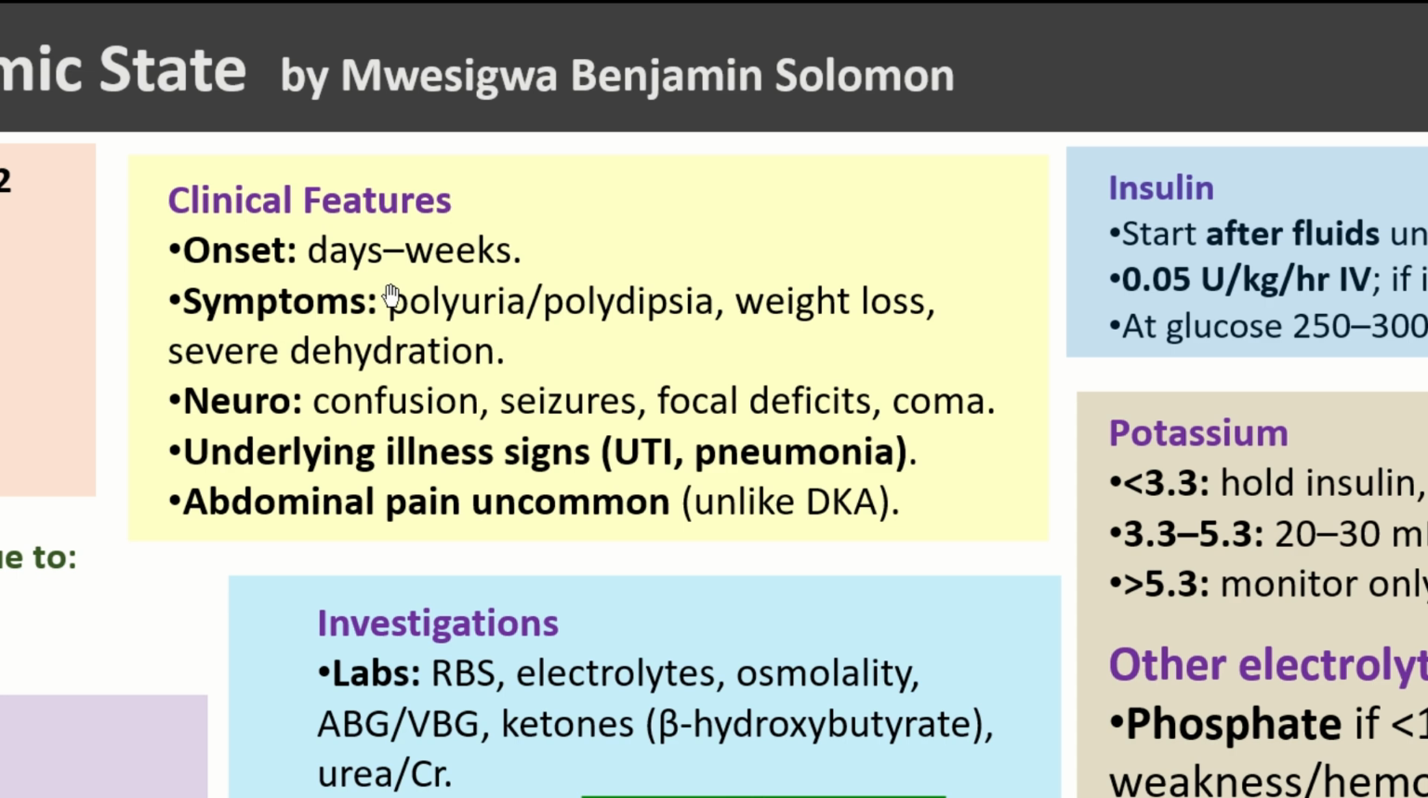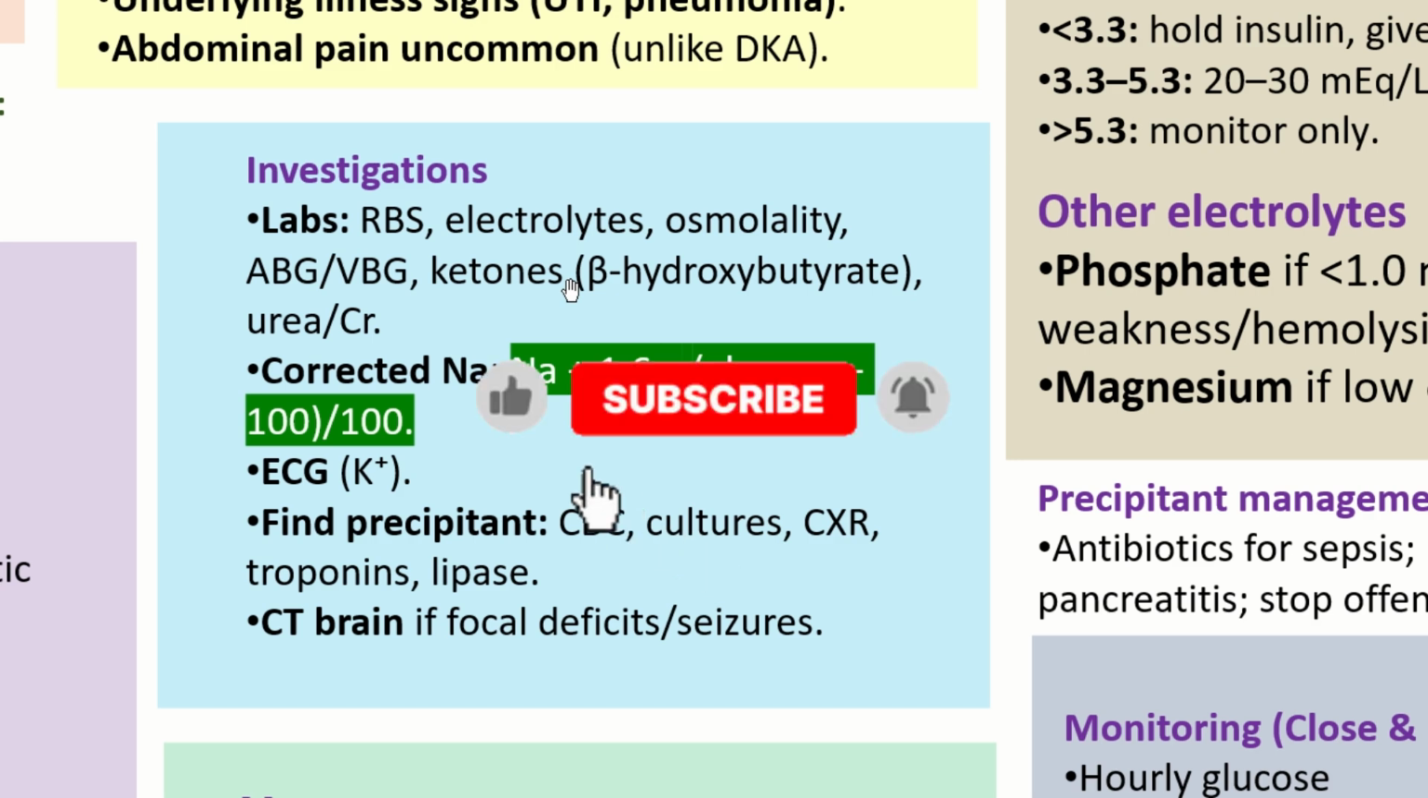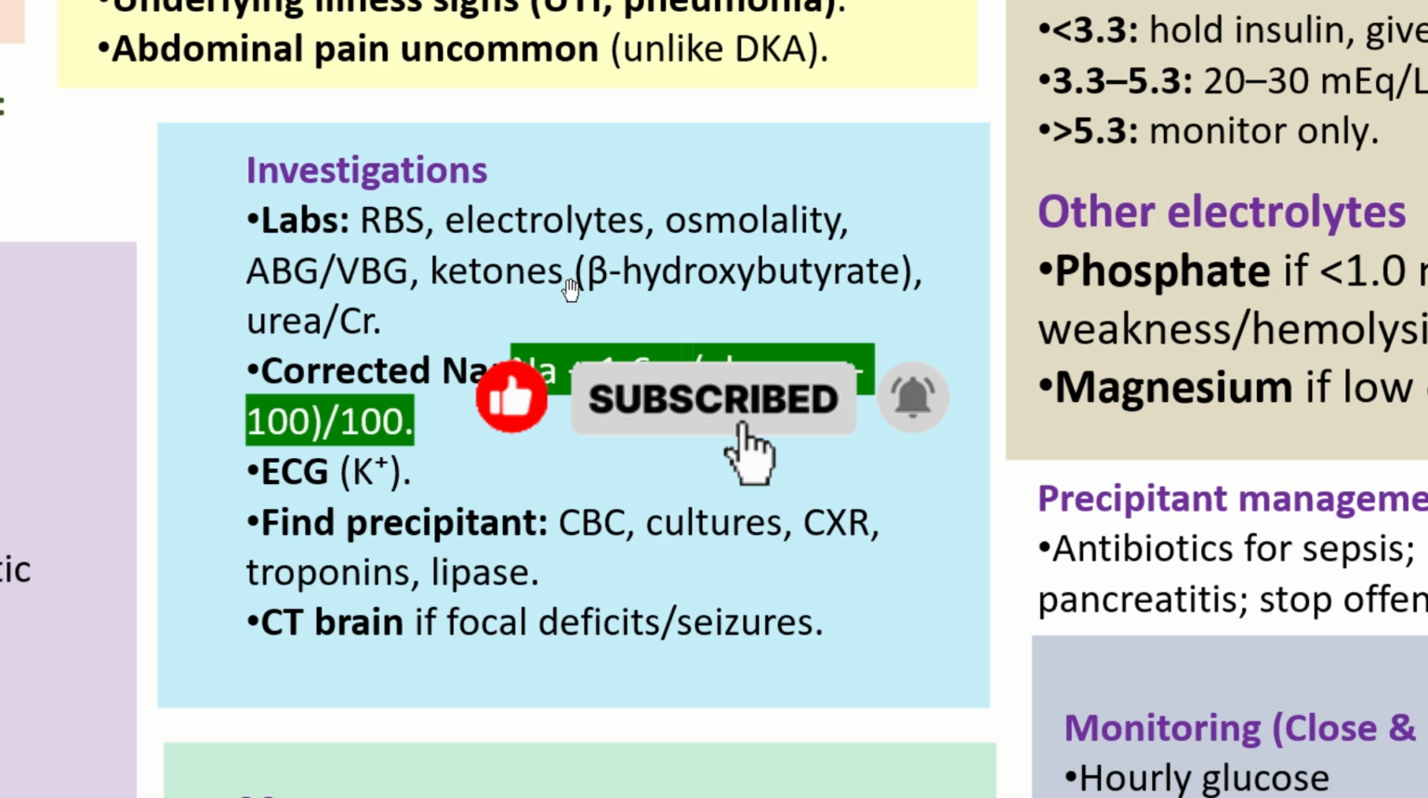and they will also have manifestations of the disease. Abdominal pain is going to be uncommon, unlike in DKA; these patients don't commonly have abdominal pain. When you do the investigations, you need to do the RBS, that's random blood sugar. You want to do electrolytes, and calculate the serum osmolality, with the formula 2 times the sodium plus the glucose divided by 18. Then you want to do arterial and venous blood gases to see what's going on. Are we having acidosis or not? You want to see if there are ketones, that's beta hydroxybutyrate, and most of the time in HHS we don't have ketones present, they're rare. Then the creatinine for the kidney function.